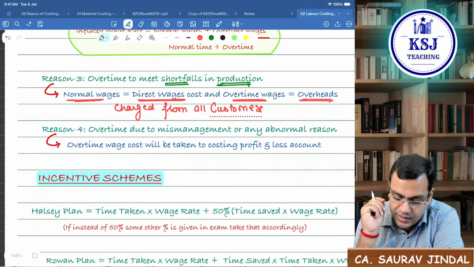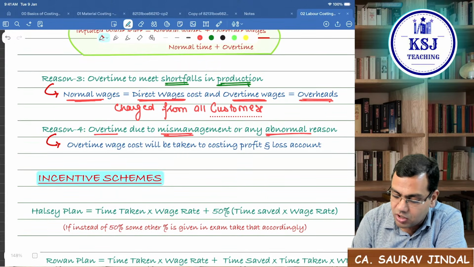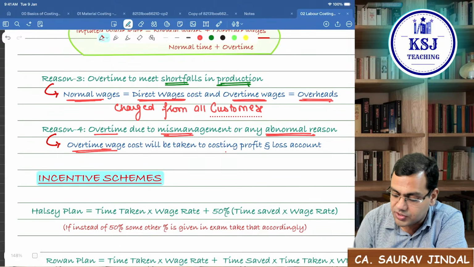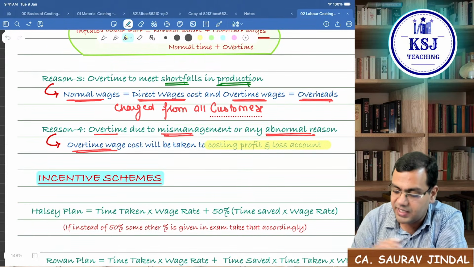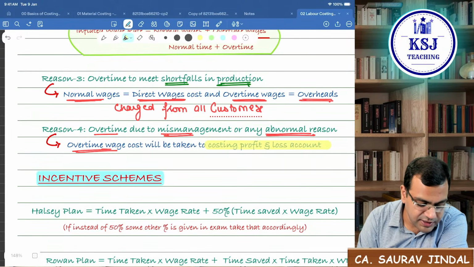Last is if the overtime is due to the mismanagement or any abnormal reason. So the whole of overtime wage cost will be taken to costing profit and loss account. So everything will be taken to costing profit and loss account. Simple. Is this clear? The 4 reasons are clear?